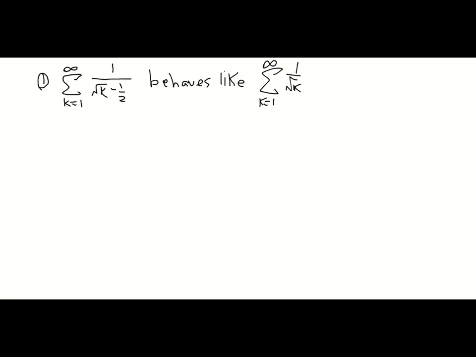So these two series, we could compare them. So what do we know about this one? Well, this series is equivalent to the sum from k equals 1 to infinity of 1 over k to the 1/2 power. And we learned about this type of series last time. This is called a p-series, and we know that since p is less than or equal to 1, this series diverges.